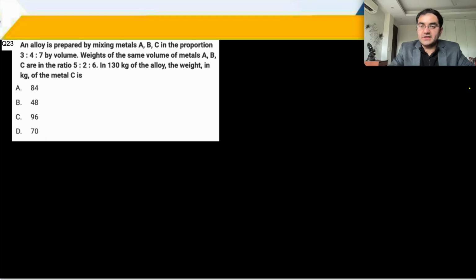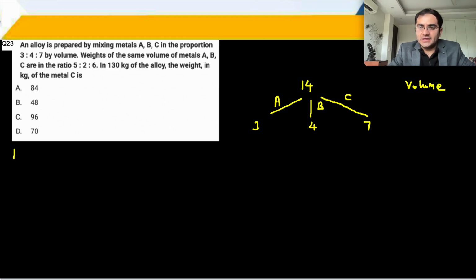This is a fairly tough question. An alloy is prepared by mixing metals A, B, C in the proportion 3:4:7 by volume. So let me just take 14 liters of alloy. Out of that, A is 3 liters, B is 4 liters and C is 7 liters by volume. Weights of the same volume of metals are in the ratio. So assume this 14 is currently in volumes.